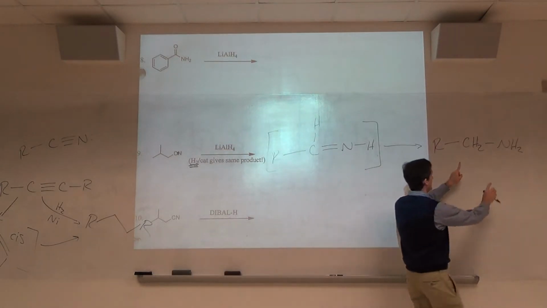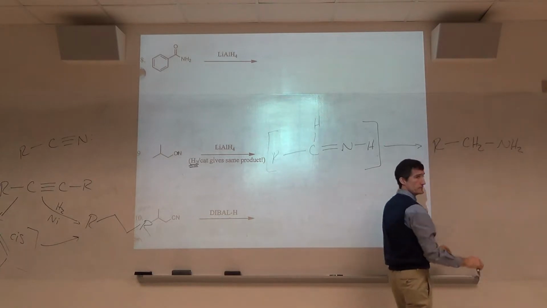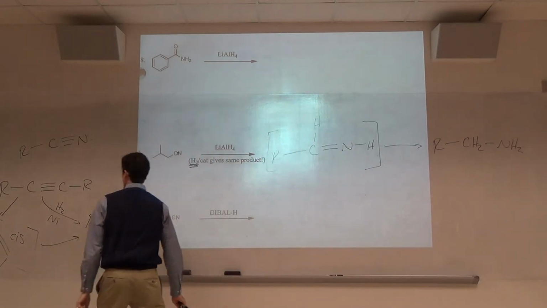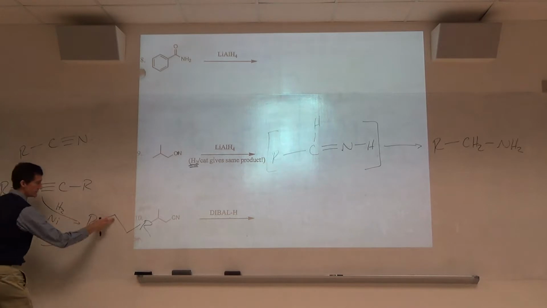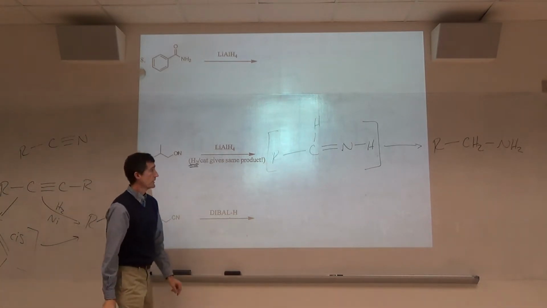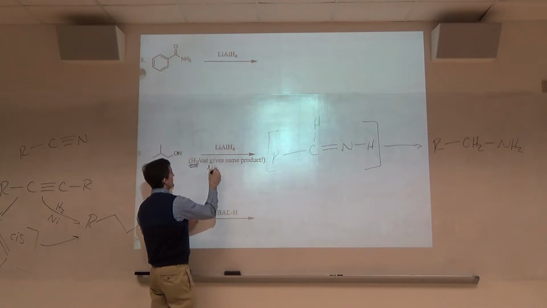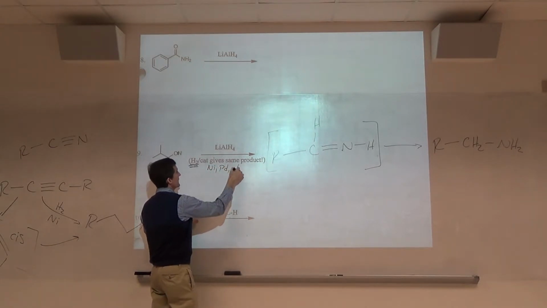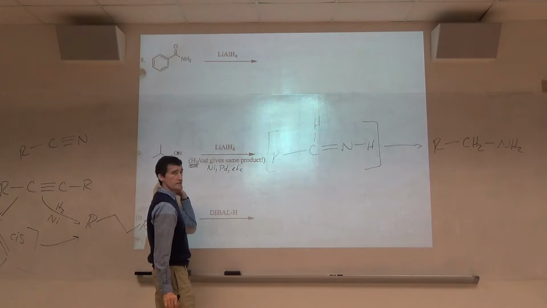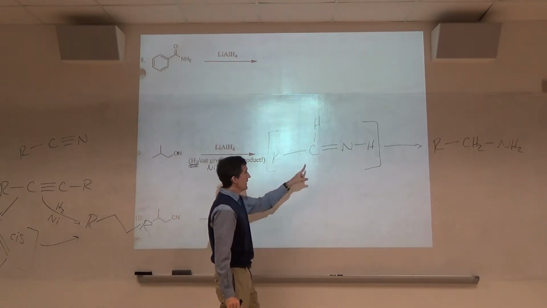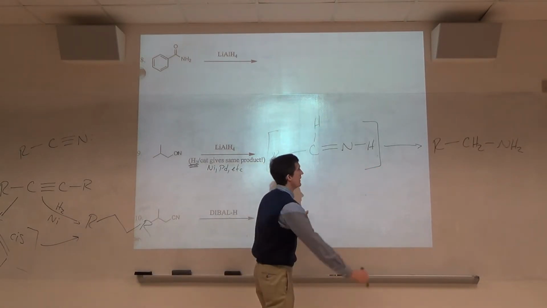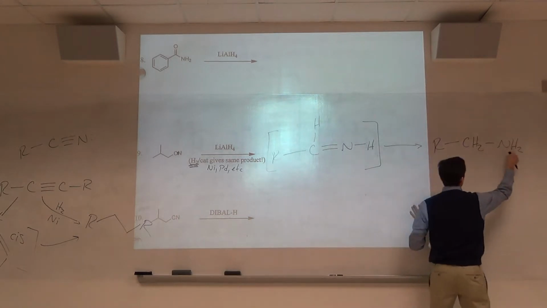Instead of C triple bond N, we now have CH2 NH2. Instead of C triple bond C, we have CH2 CH2. So this is like with nickel or palladium, etc. It's the same as your alkyne. Partial reduction, full reduction. What is the full reduction?